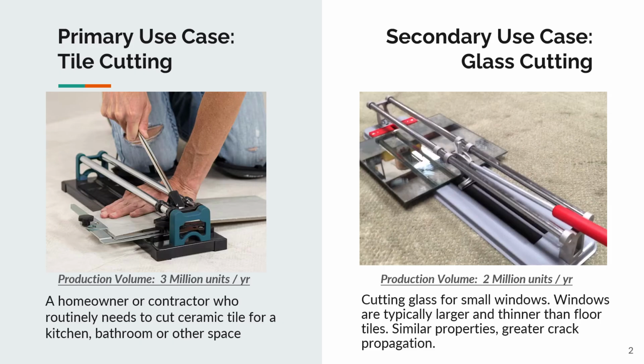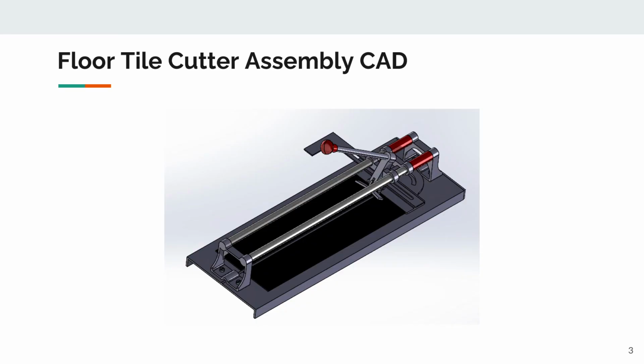The secondary use case for this product is glass cutting. The production volume is less than an estimated 2 million units annually. This product is geared towards glass cutting for small windows, which typically have a larger footprint than tile at a reduced thickness. While similar in their properties, glass carries a greater crack propagation.